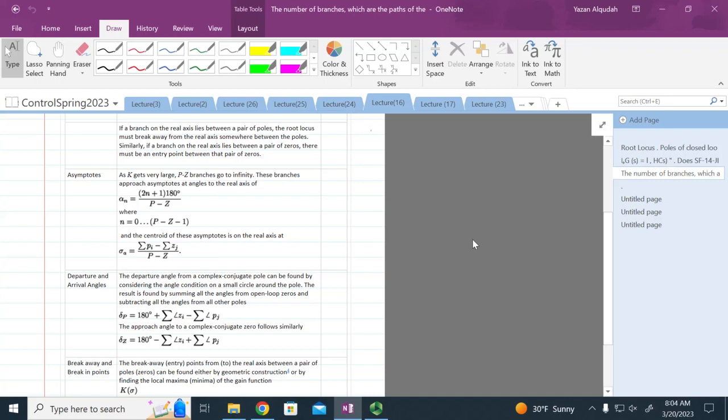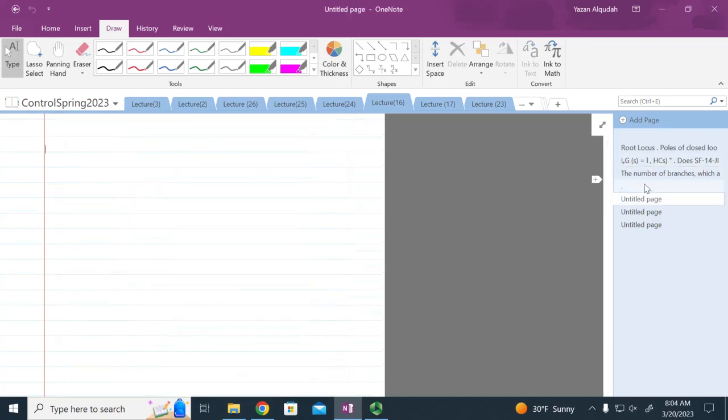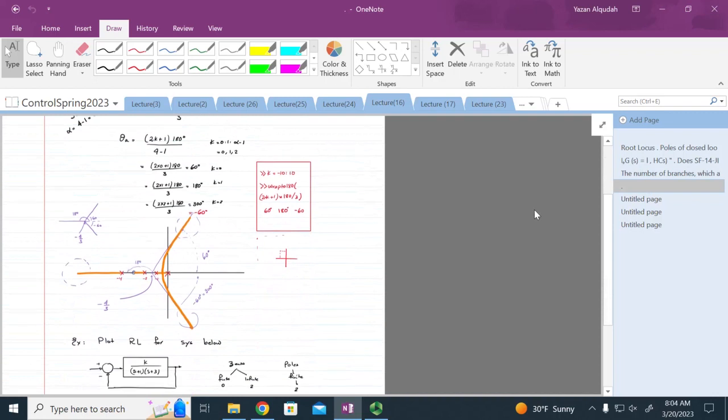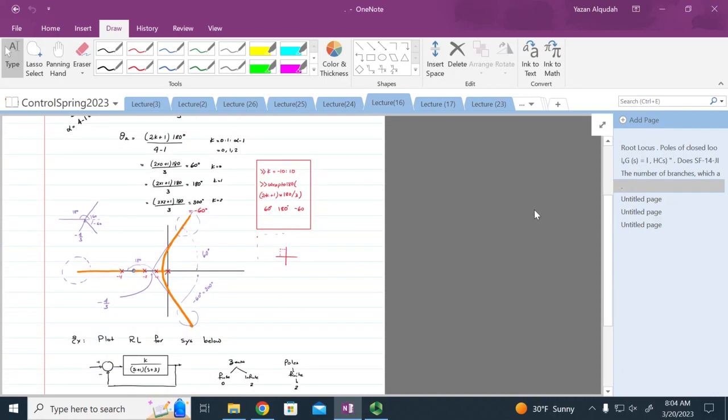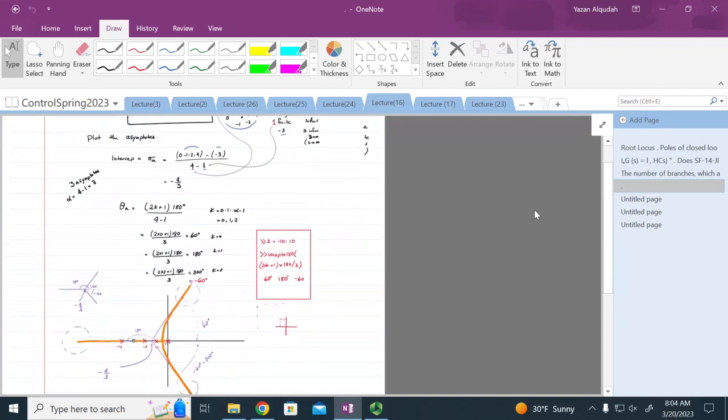And we had the equation for calculating how the asymptotes behave. We can calculate the angles of the asymptotes, and we can also calculate the point where these asymptotes are going to meet, sigma, the intercept. So in this case, we have 3 asymptotes. They're all going to meet at this point that we calculated, -4/3. And the angles are 60, -60, and 180.